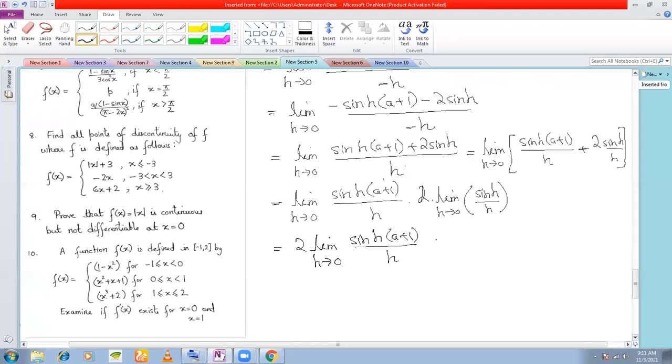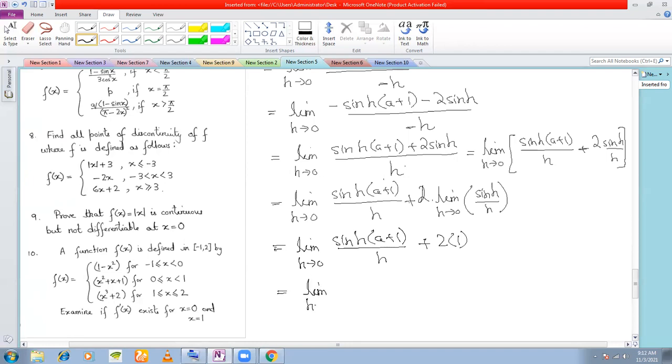Okay, now you only have to evaluate this limit. There is a plus sign here; I thought this to be a multiplication sign. So therefore, this is actually limit h tends to 0 sine h times (a plus 1) by h plus 2 into 1. It is plus 2 into 1.